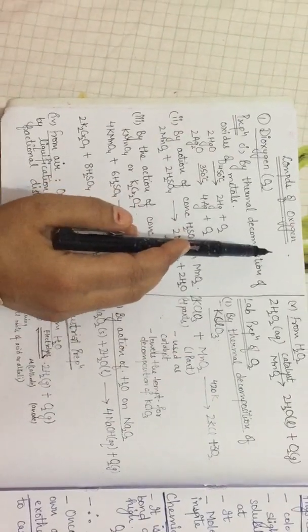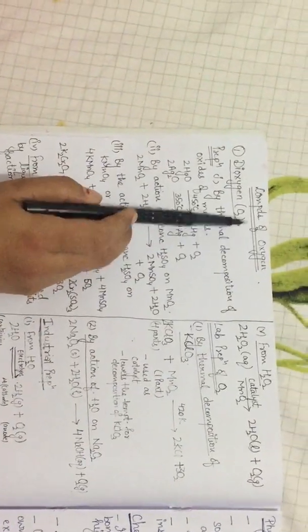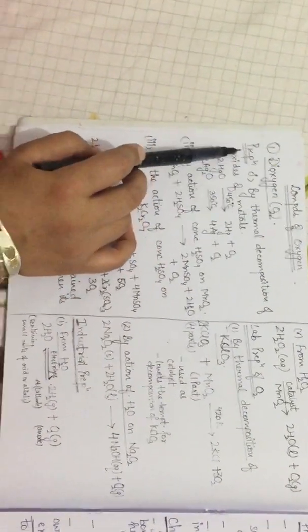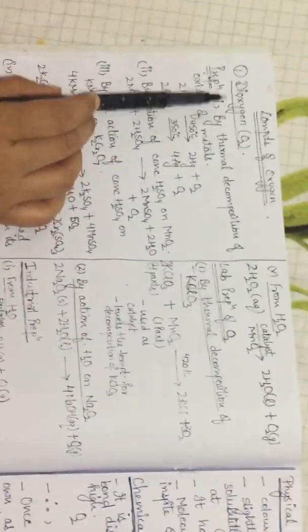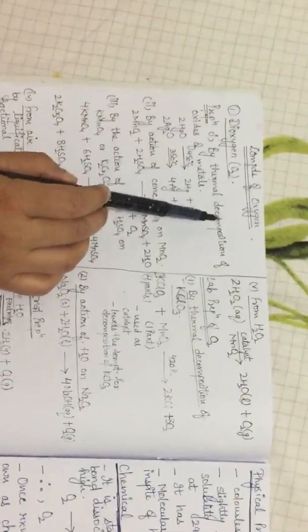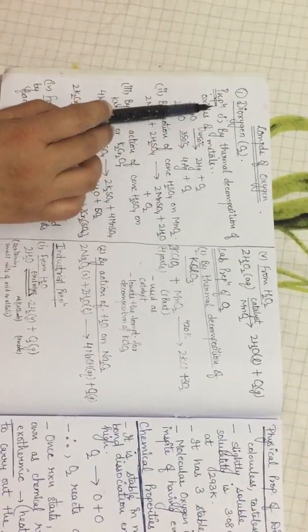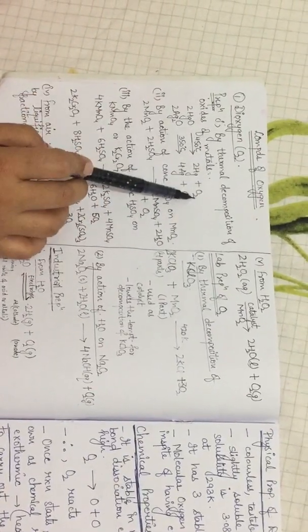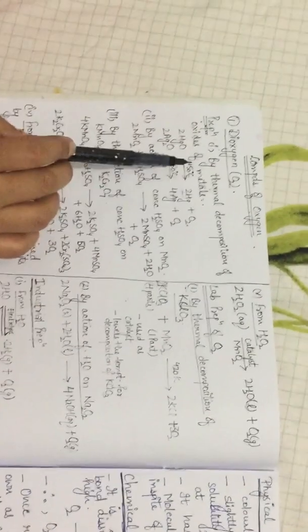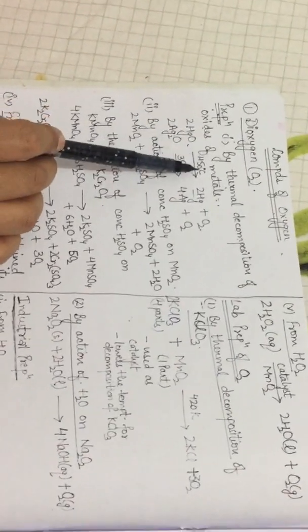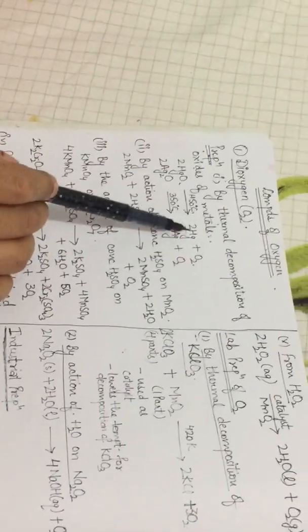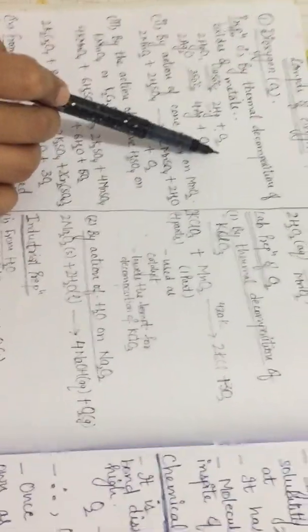So the first compound of oxygen is dioxygen. First we will do the preparation methods, how it is prepared. The first method of preparation of dioxygen is by the thermal decomposition of oxides of metals. Any metal oxide when heated will produce oxygen as well as the corresponding metal. Example: if mercuric oxide is heated up to 450 degrees Celsius, it will produce mercury as well as oxygen.